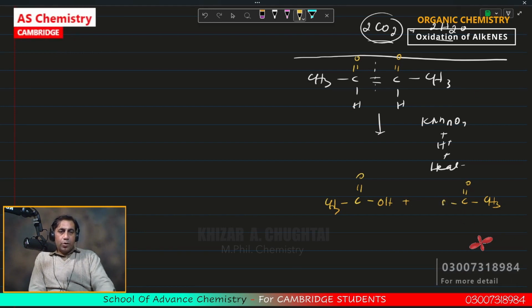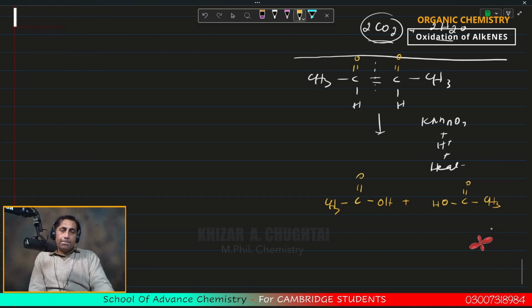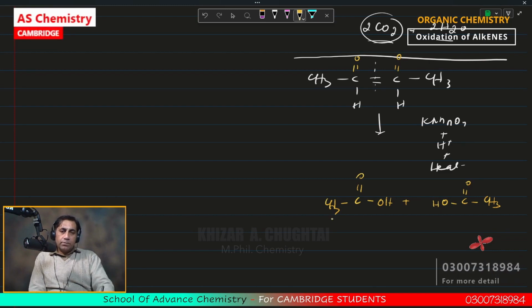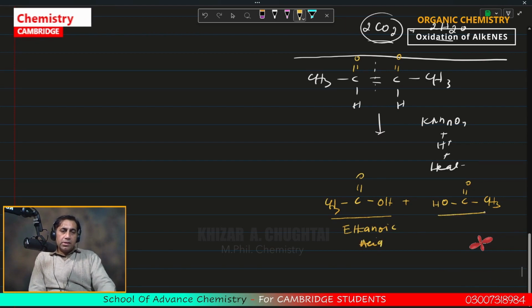Here, OH, yes. So, how many types of compounds have been formed in this reaction? What is their name? Good. Ethanoic acid. This is correct.